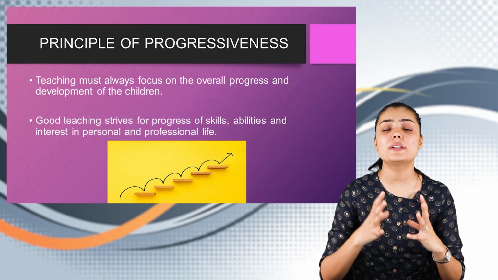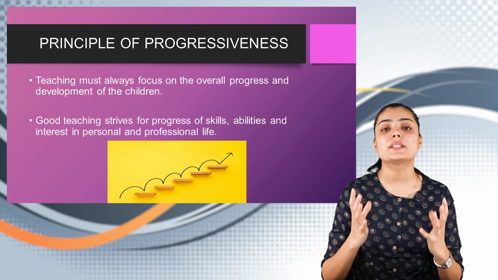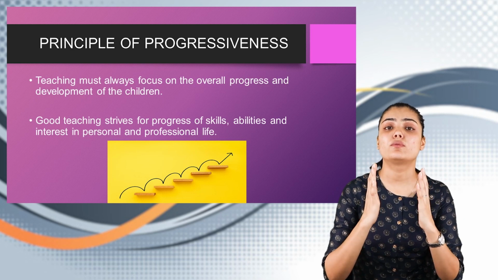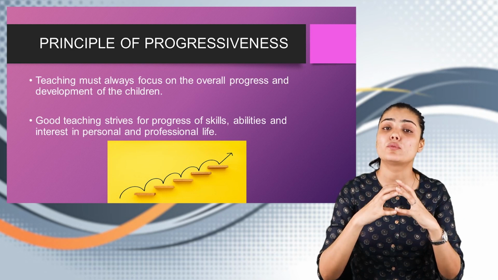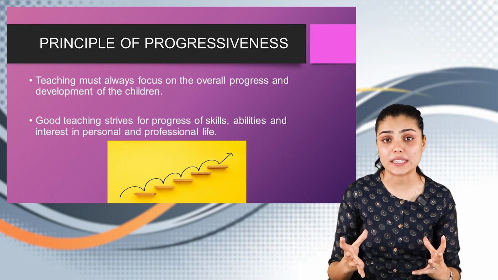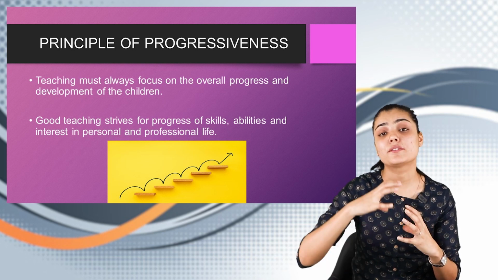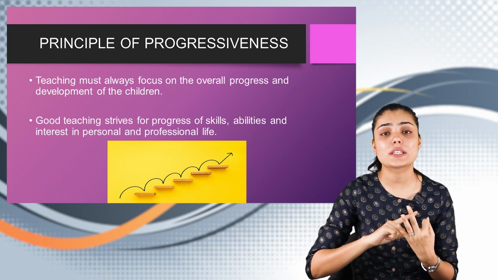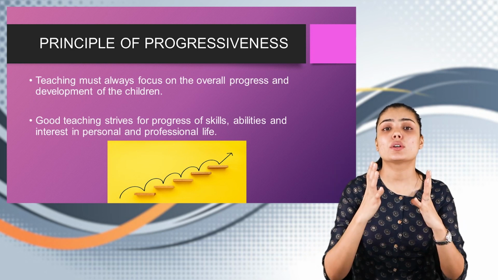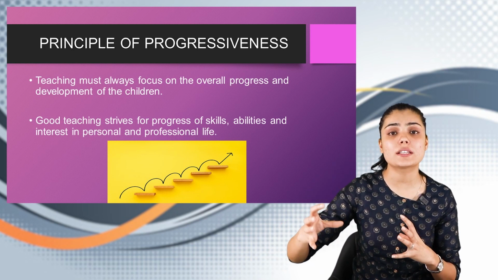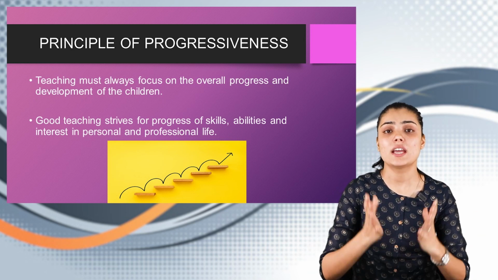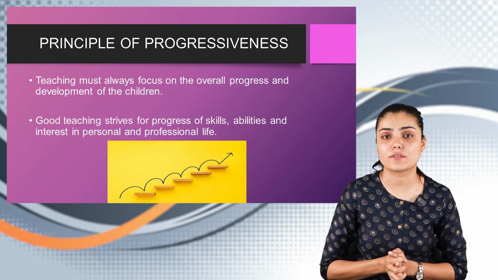Next one, we have the principle of progressiveness. From the term itself, it is understandable what this principle means. Teaching must focus on the overall progress and development of the children, of the students. Good teaching strives for progress in skills, attitudes, and interest of the student in their personal as well as professional life. So, good teaching must always focus on the progress of the student, not just in their professional life, but also in their personal life. It must focus on the overall development of the students.